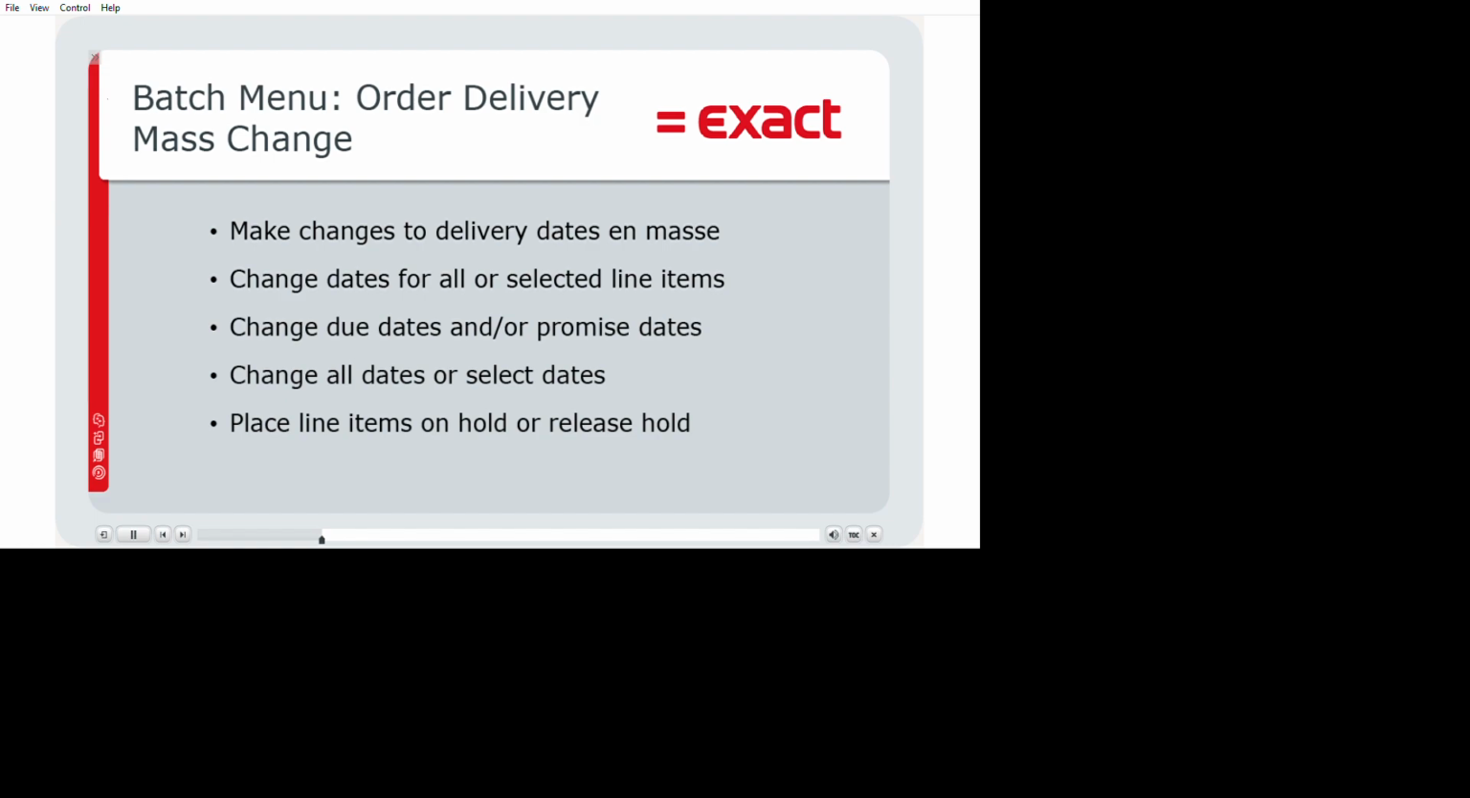In that screen, you can change due dates and promise dates for specific orders all at once, without the need to go into each line item in the order and make the changes manually. Additionally, line items may either be placed on hold or released from hold here.